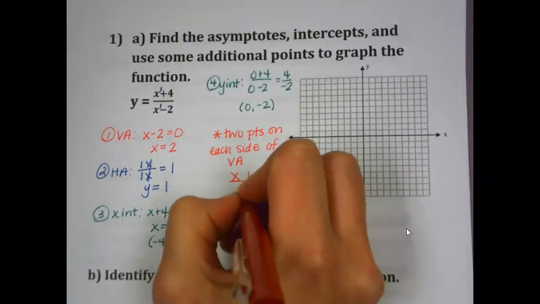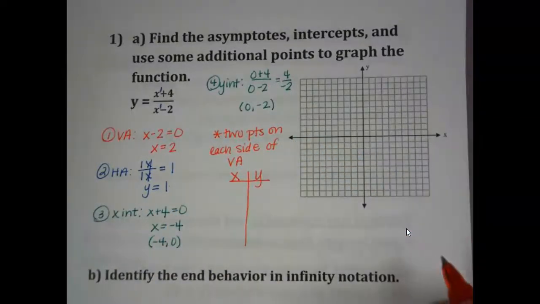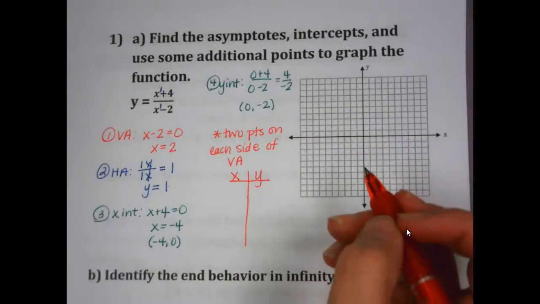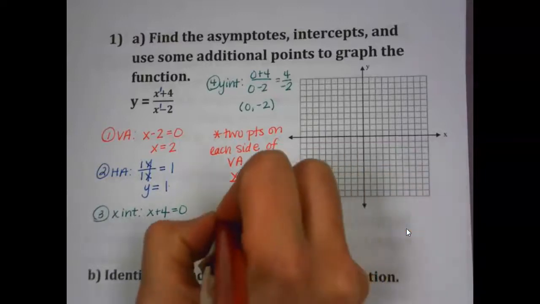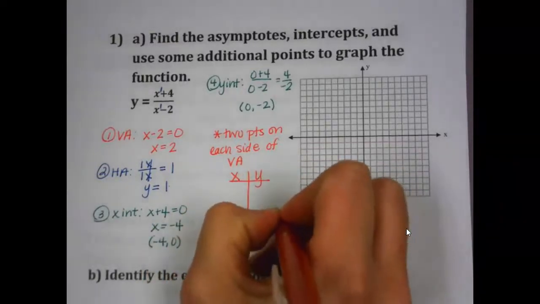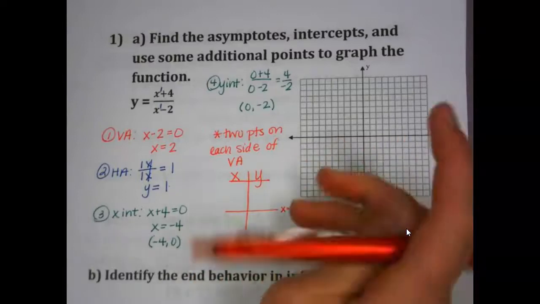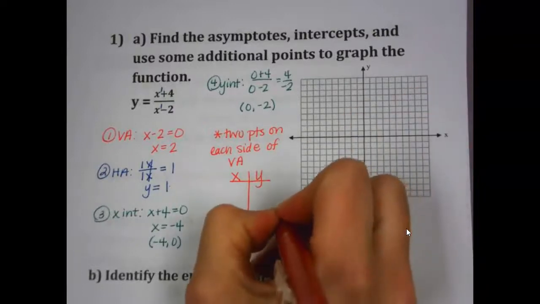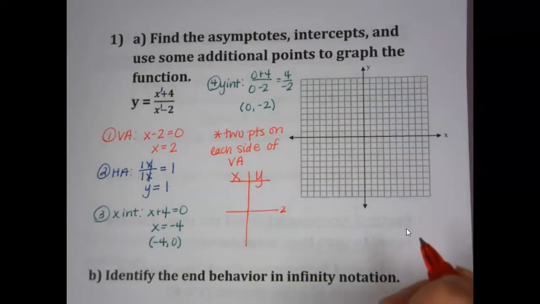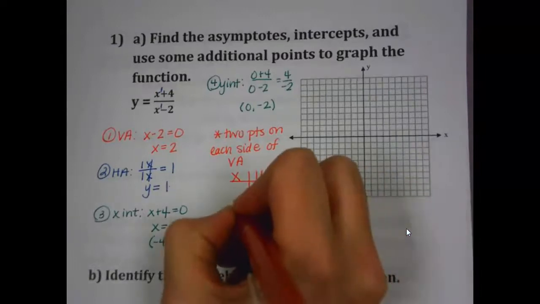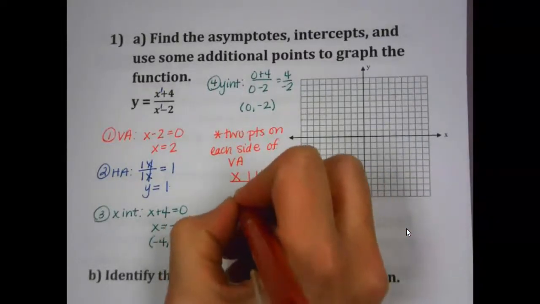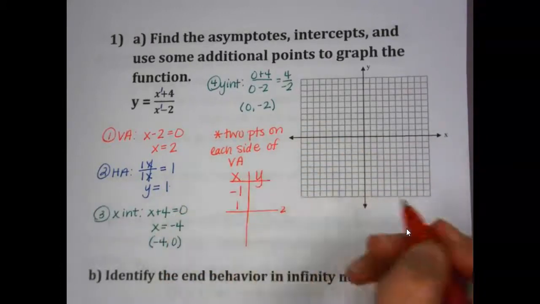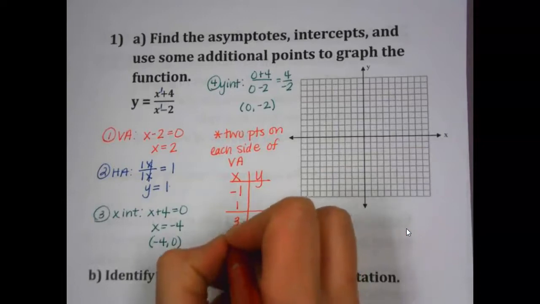Okay, so we're going to make ourselves a table here to do that. Our vertical asymptote was x equals 2. So I want 2 points to the left and 2 points to the right. So if this line here is x equals 2, it's not really a horizontal line, but I'll just put 2 there so you don't get confused. So we want 2 points to the left of 2 and 2 points to the right of 2. So to the left of 2 would be 1 and 0, but we already know 0 because of this. So it's actually 1 and -1. And then to the right of 2 would be 3 and 4.